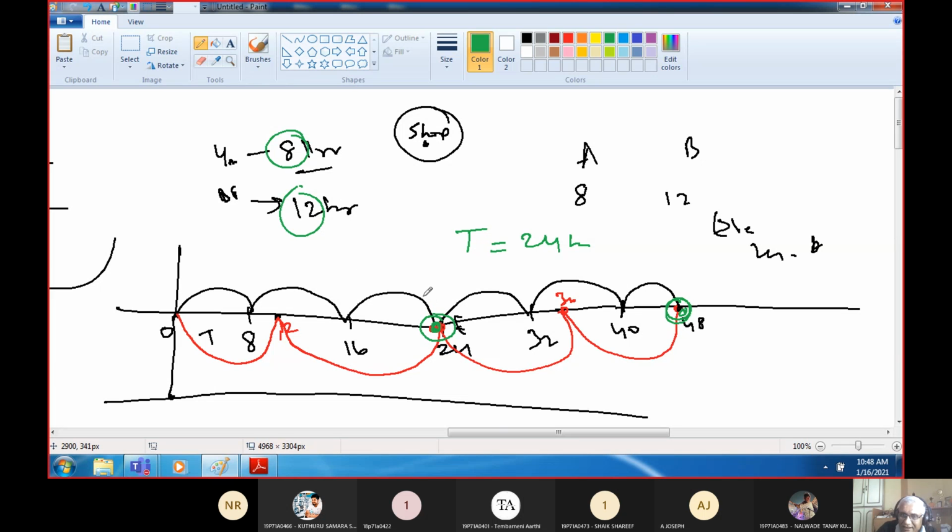How are they related? If you know mathematics, you can easily tell that this T is nothing but the LCM of T1 and T2. LCM of T1 and T2. That means least common multiple.